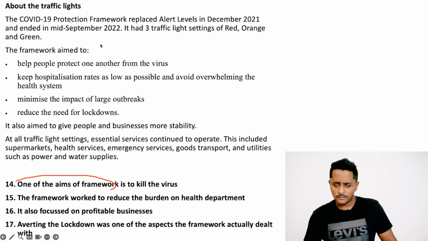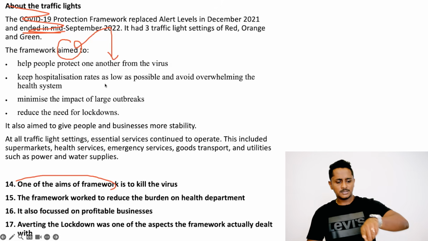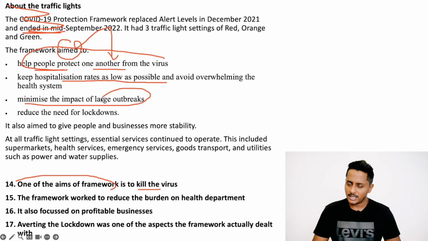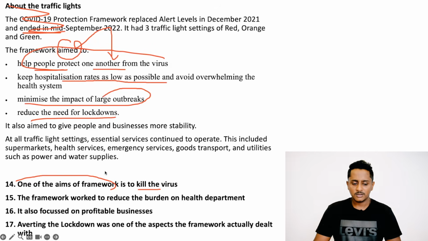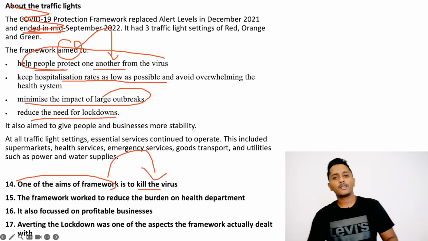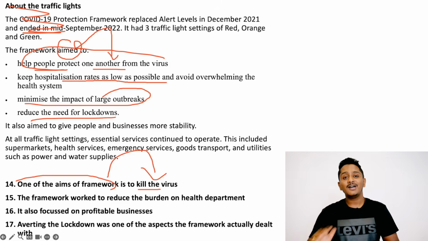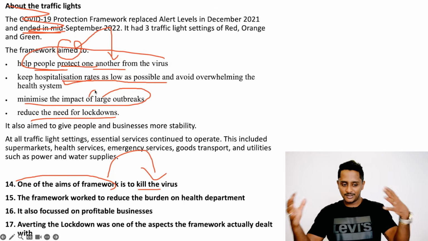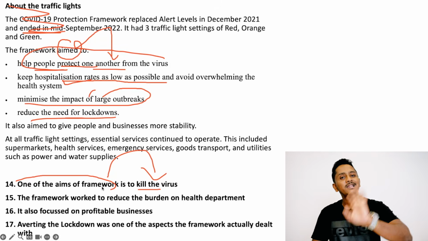Let's start. So it's about the COVID-19 protection protocol. One of the aims of the protocol, don't read all these things. Aims will start from here, directly jump into this. One of the aims is to kill the virus, help people protect one another from the virus, keep the hospitalization rates as low as possible, minimize the impact of large outbreaks, reduce the need for lockdowns. To kill the virus, not given? No, it is a given. One of the aims of the framework can be to protect people from one another from the virus, keeping the hospitalization rates low, minimizing the impact of outbreaks, or reducing the need for lockdown. Not to kill the virus.